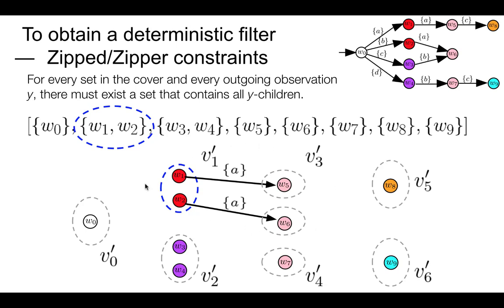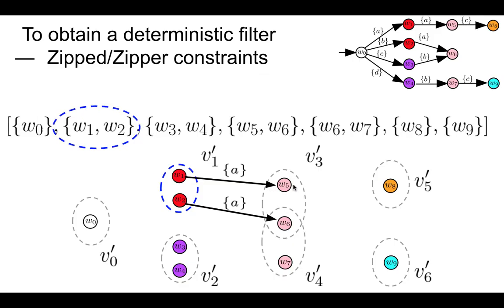The non-deterministic structure of this filter looks like an unclosed zipper, and to enforce determinism, we need to introduce constraints to close this zipper. So we call those constraints zipper constraints. The zipper constraints require that if you merge a set of vertices, then you should also choose to merge their children after the same label in some set. So here's another example that satisfies the zipper constraints. In this clique cover, we choose to merge W1, W2, and we also choose to merge their children after A, which is W5 and W6, in some set.